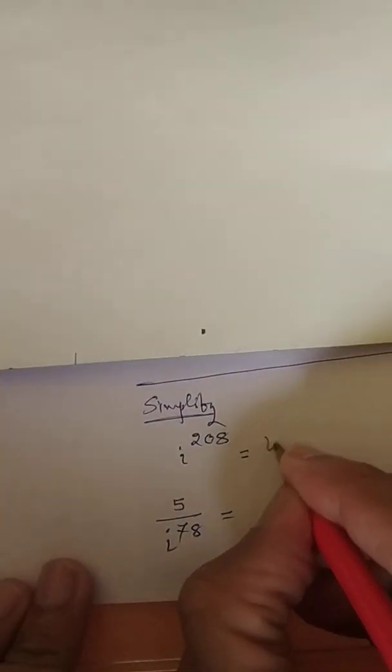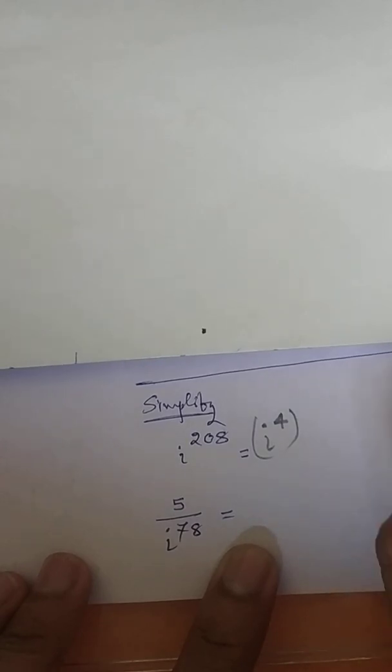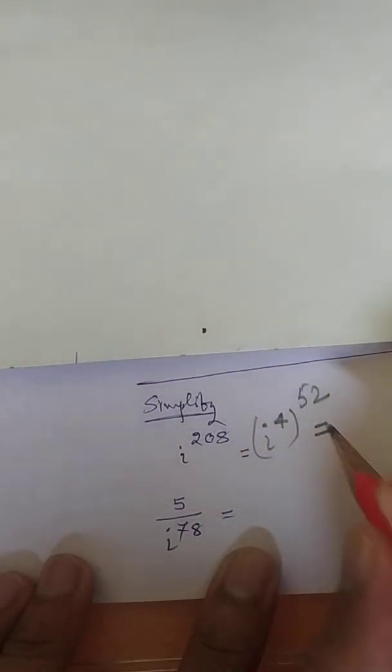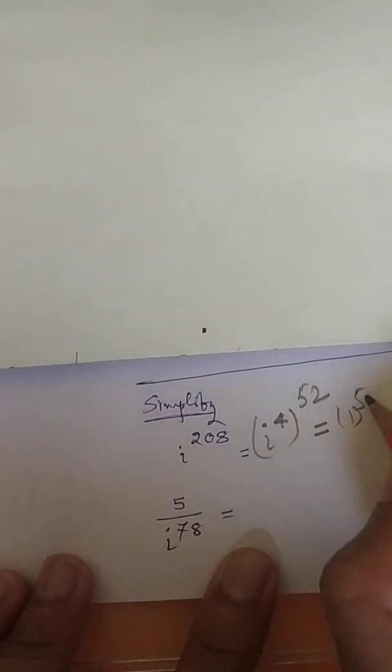Now once you have learned this, the question arises how to solve these two questions. Look here, i raised to power 208. What I can do is write it as i raised to power 4, raised to power something. That means 208 is divided by 4; 4 5s are 20, then 8, so it will be 52. Why have I done like this? Because i raised to power 4 is known to me, it is 1. So 1 raised to power 52 will give me 1.